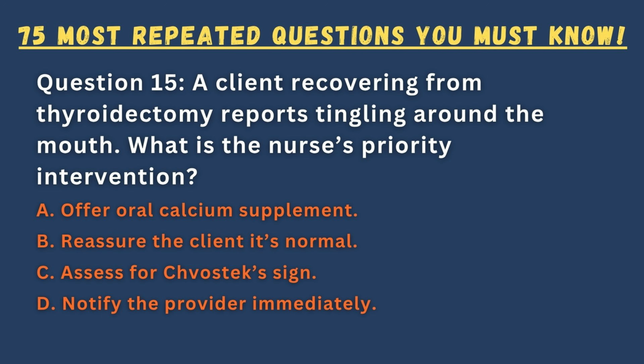Question 15. A client recovering from thyroidectomy reports tingling around the mouth. What is the nurse's priority intervention? A. Offer oral calcium supplement. B. Reassure the client it's normal. C. Assess for Chvostek sign. D. Notify the provider immediately.